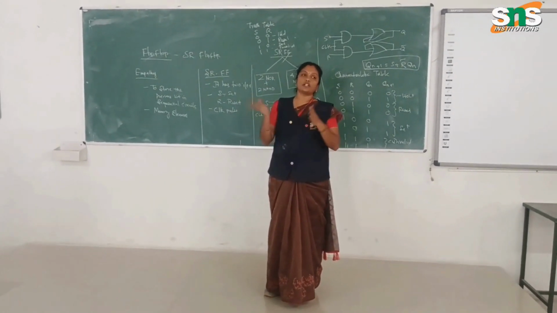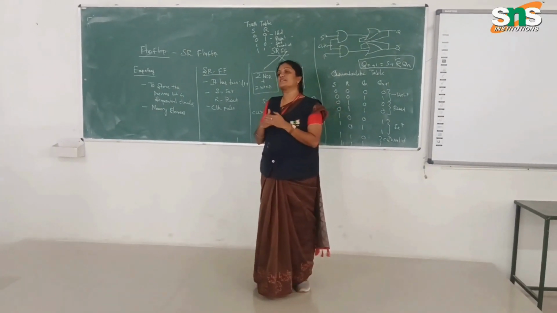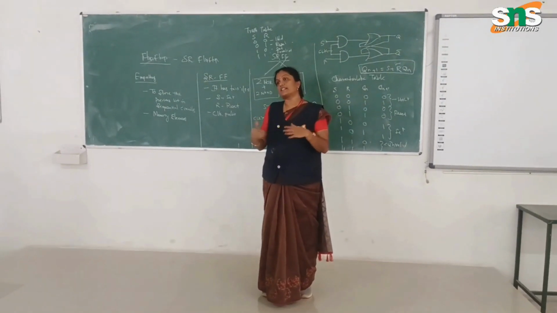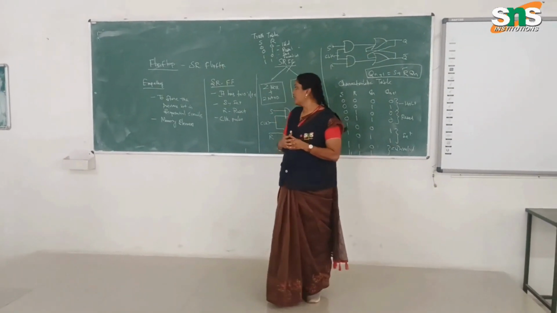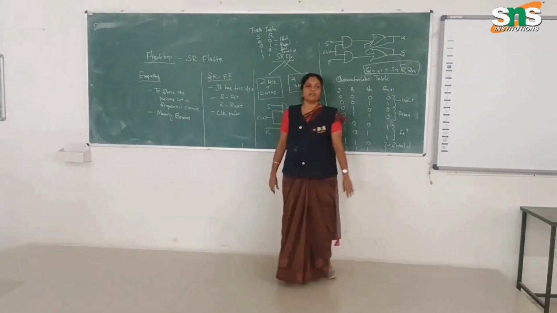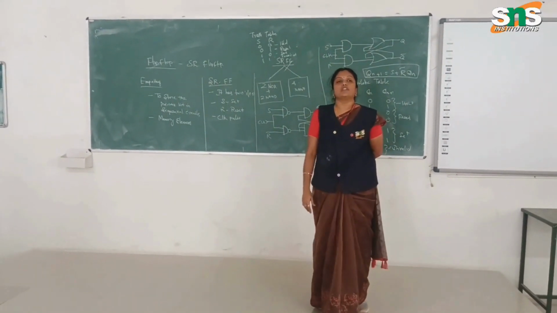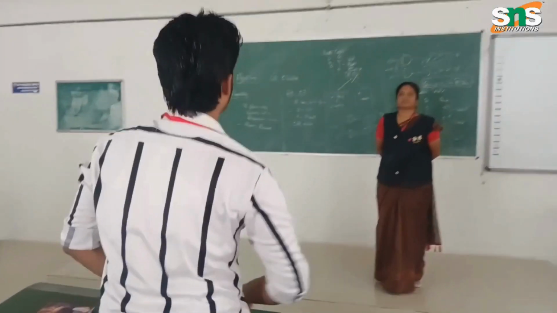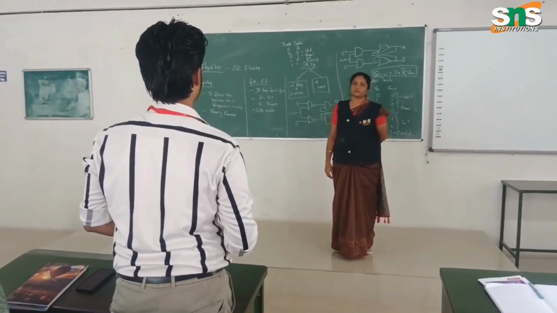So to store the previous state we need a memory element. Flip-flops and latches are memory elements. These two devices are used to store one bit of information. And what are the different types of flip-flops? The different types of flip-flops are SR flip-flops, D flip-flops, T flip-flops and JK flip-flops.